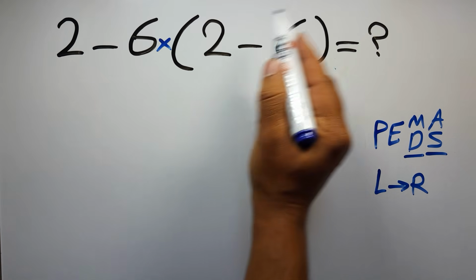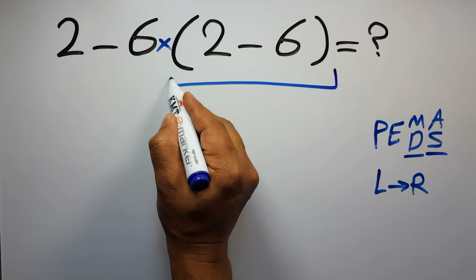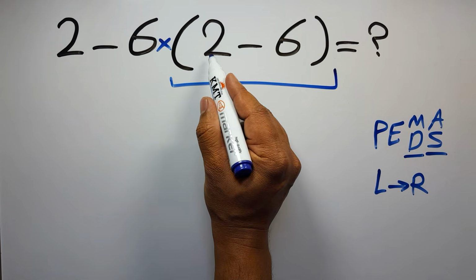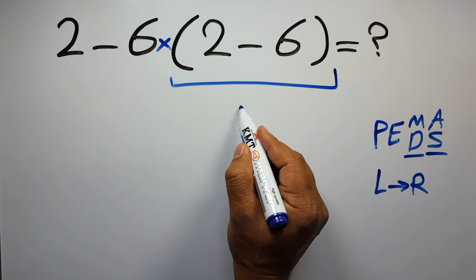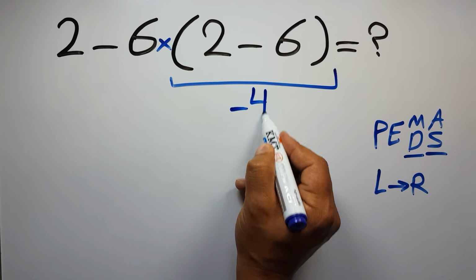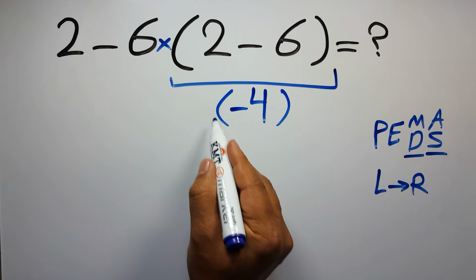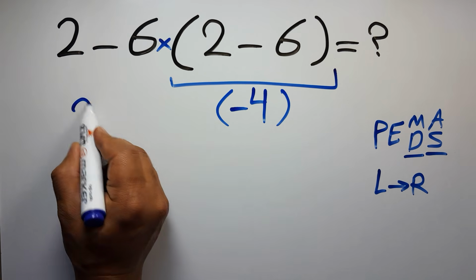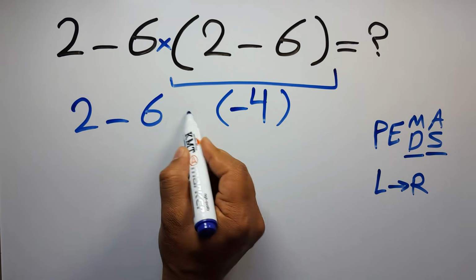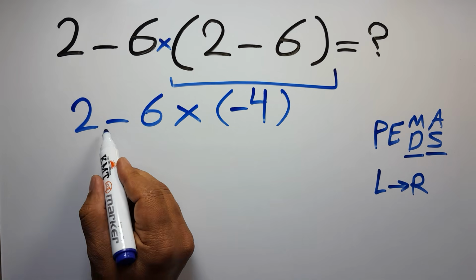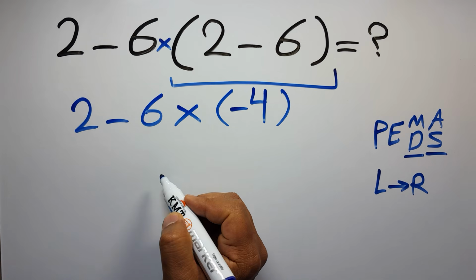So first we have to do this parentheses. Inside this parentheses, we have 2 minus 6, which gives us negative 4. So we have 2 minus 6, then times negative 4. Now we have one subtraction and one multiplication.